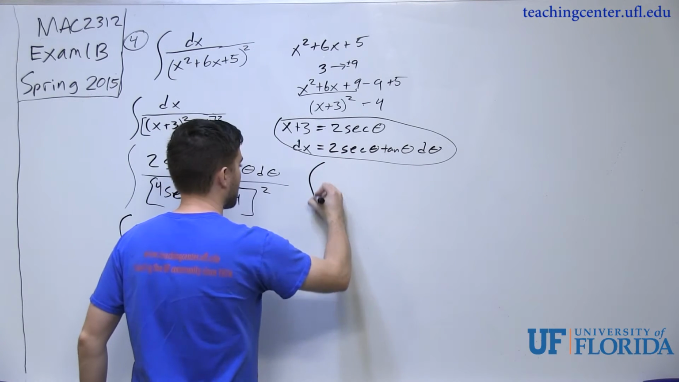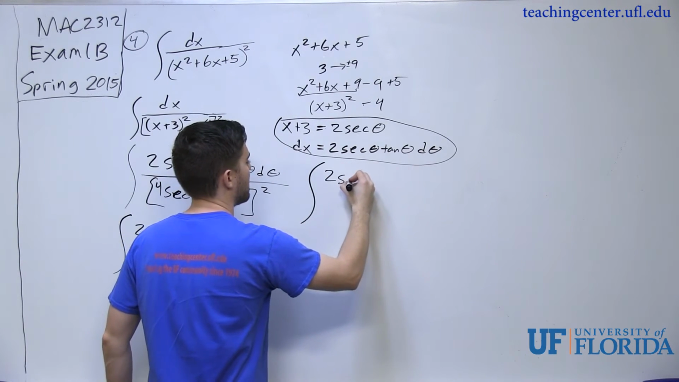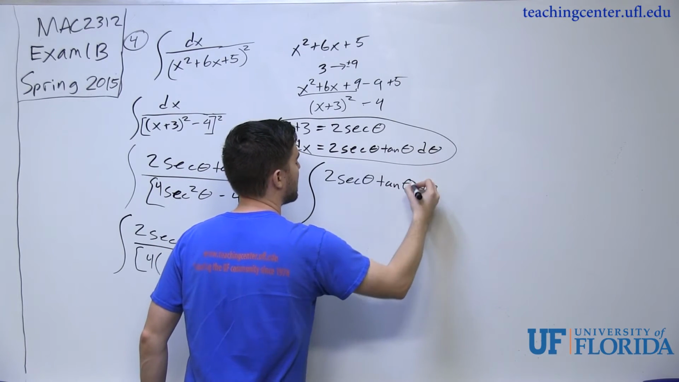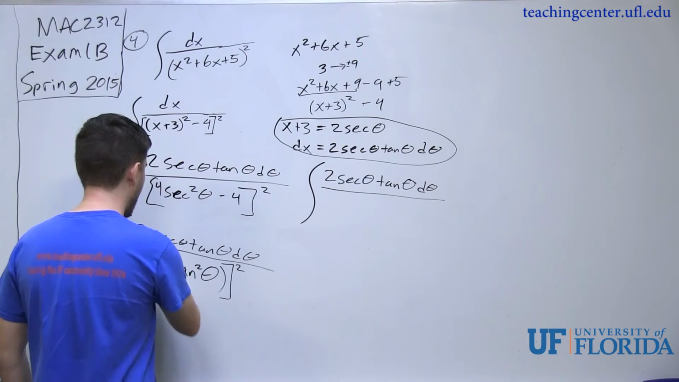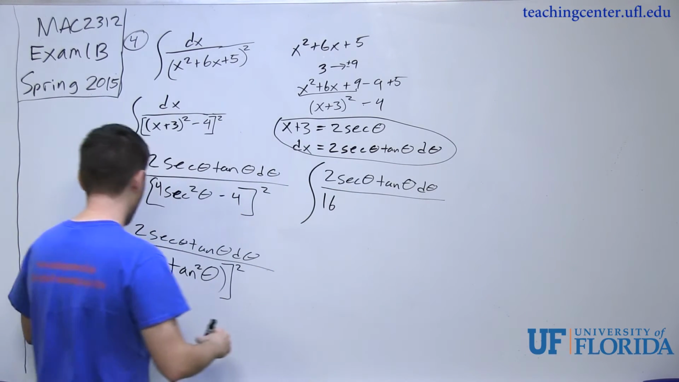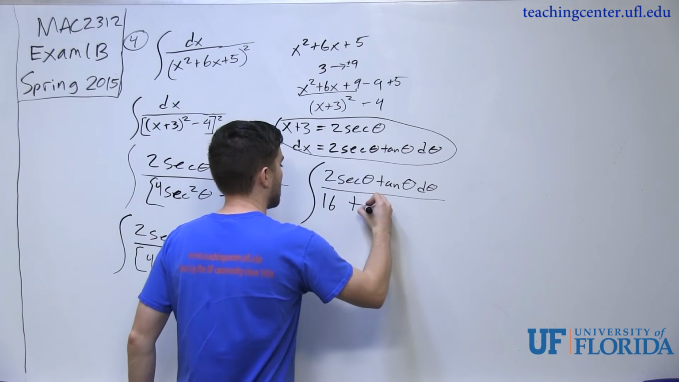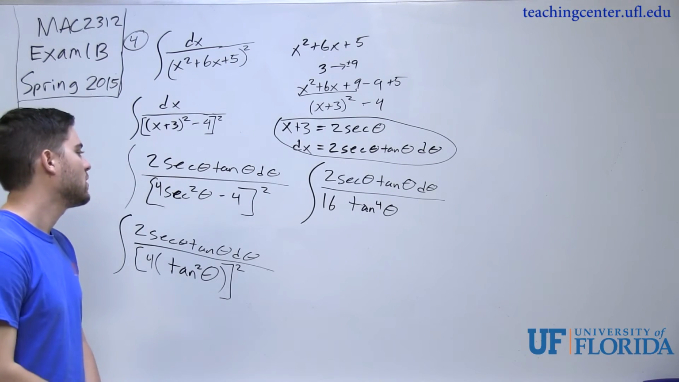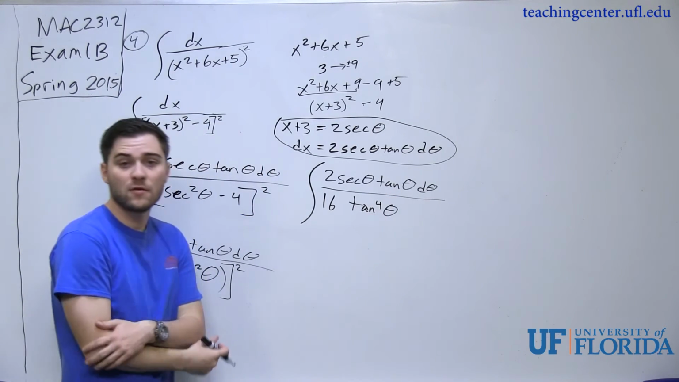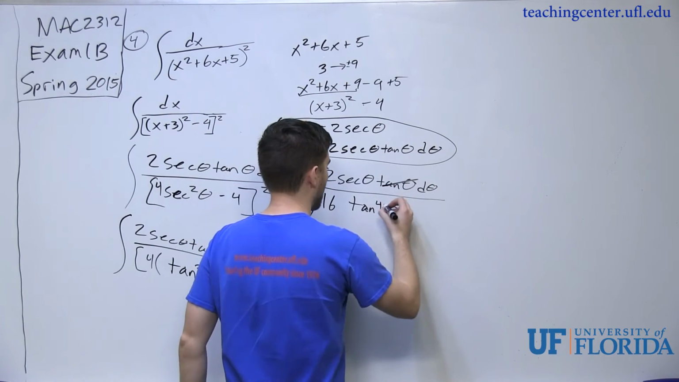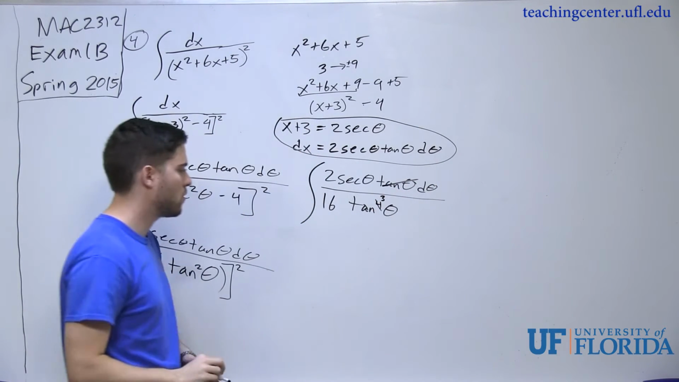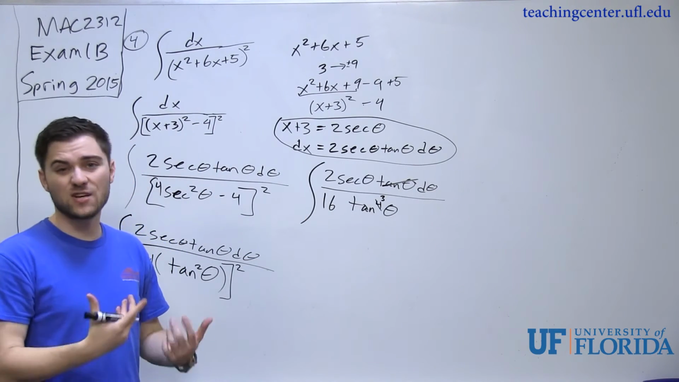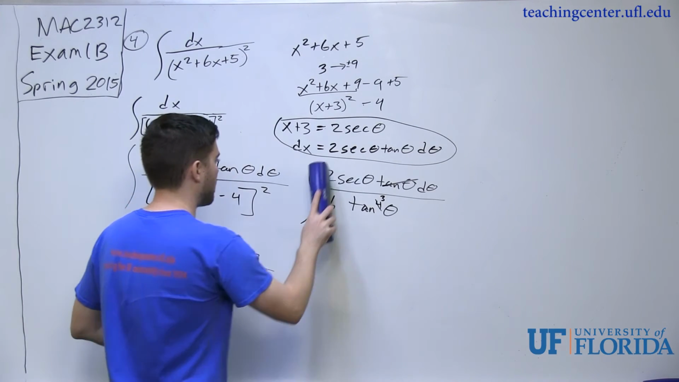So I'll continue that up here. I have 2 secant theta tan theta d theta. And then on the bottom, I have 16, 4 squared is 16, tangent to the 4th theta. Okay, great. So now, the first thing I notice is I can cancel out one of those tangent terms. So this is going to go to 3 on the bottom. And I can also simplify this constant term and pull it out front. 2 over 16 is 1 over 8. I can just write that as 1 over 8 on the outside.